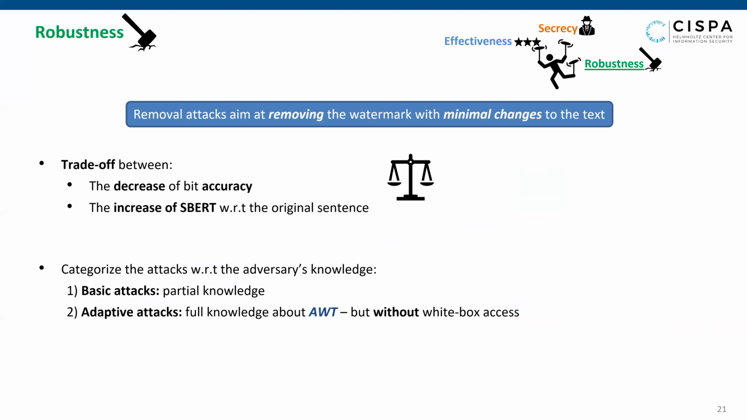The attacker's goal is to remove the watermark with minimal changes to the text in order to still have high utility. Therefore, we study the trade-off between bit accuracy drop and the S-per distance increase with respect to the original sentence. We examine two categories of attacks. The first one is basic attacks. Here, the attacker knows about using a translation-based watermarking scheme, but not the model details. The second one is advanced adaptive attacks, in which the attacker has full knowledge about the model, but no white box access.